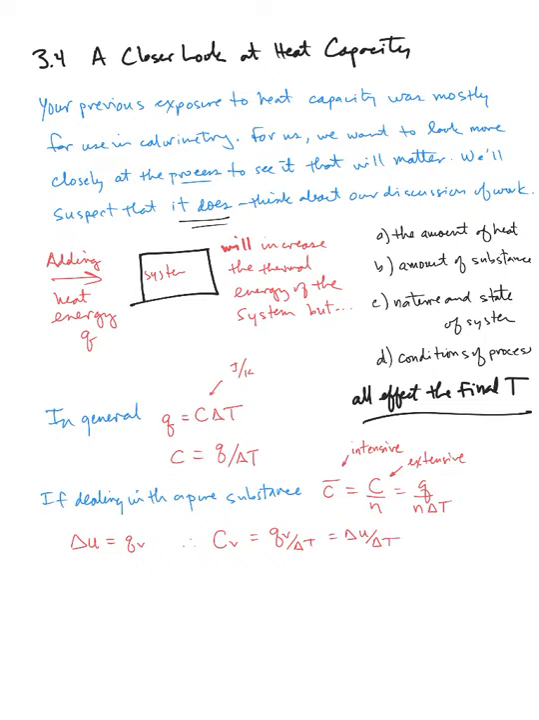In the constant pressure process, so that was constant volume, that was in the bomb. Constant pressure, that's another way of saying that's out on the benchtop.